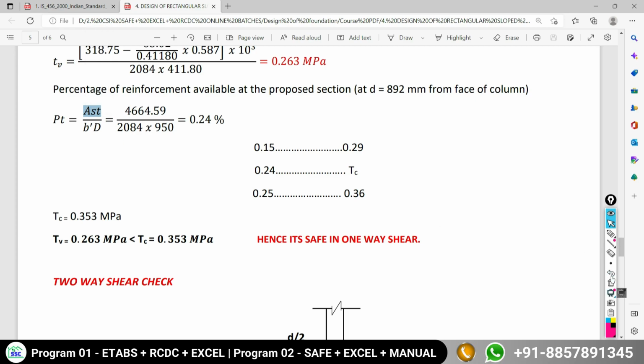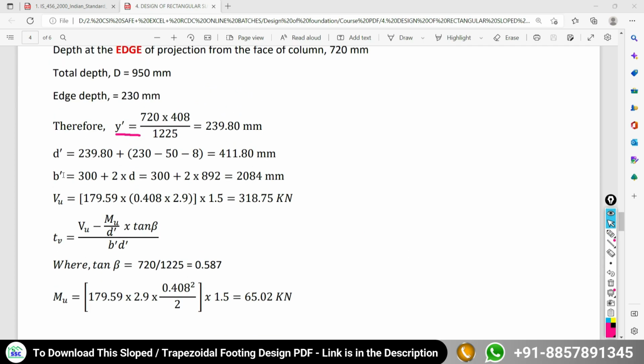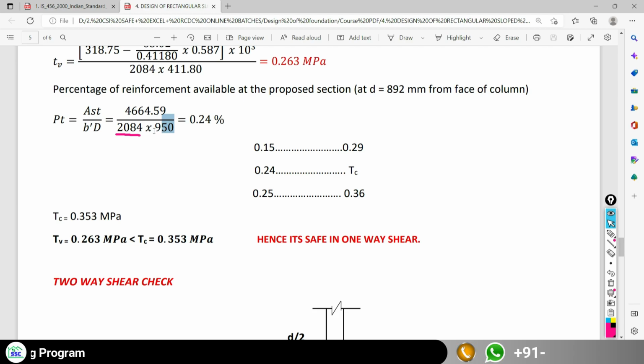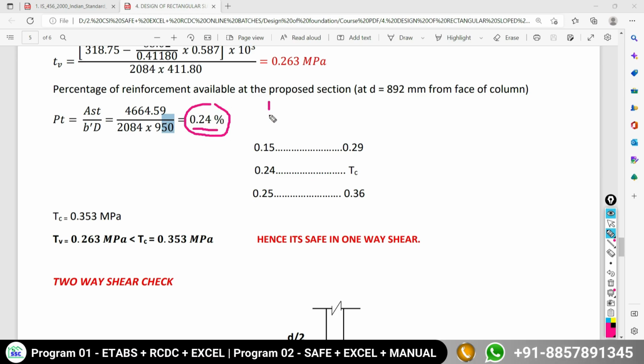So that I am going to put here in the calculation as Ast, 4664.59, divided by the width at that proposed section as 2084. At the one-way shear section, the effective width available is 2084, that I am going to put here as 2084, multiplied by the overall depth of your foundation. With all of this calculation, we are getting the percentage of reinforcement available at the one-way shear section as 0.24%. Now, in respect of the available percentage of reinforcement and grade of concrete, as in our proposed example there is a grade of concrete as M25.